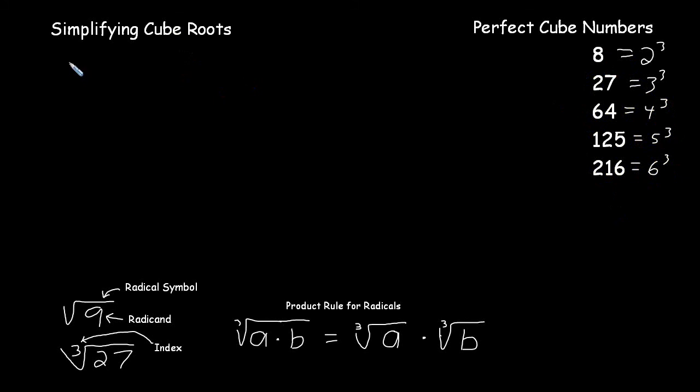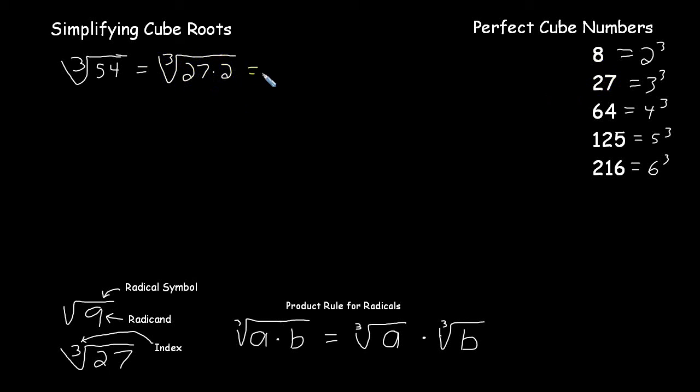Let's look at an example where we want to simplify a cube root. Let's look at, say, the cube root of 54. If we want to simplify this, what we want to do is find the biggest perfect cube number that will go into 54 with a remainder of 0, or find the largest perfect cube factor of 54. Well, the answer is 27, which will go in there 2 times. And so we rewrite this as the cube root of 27 times 2.